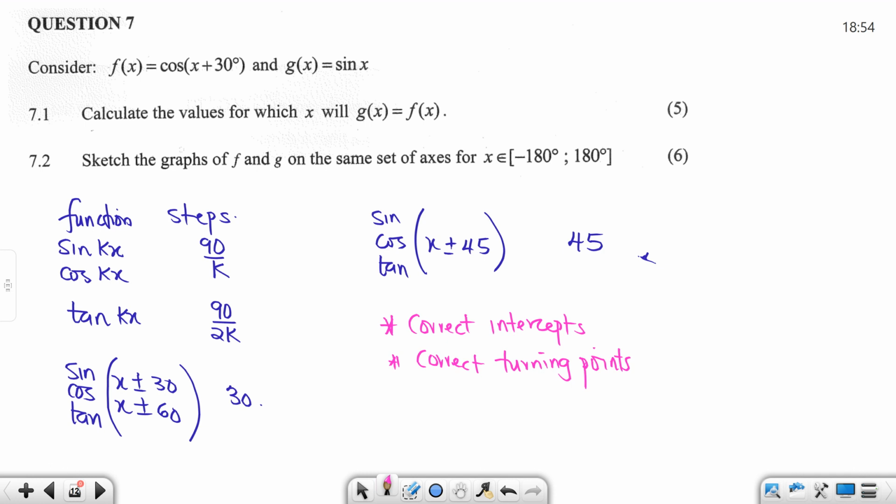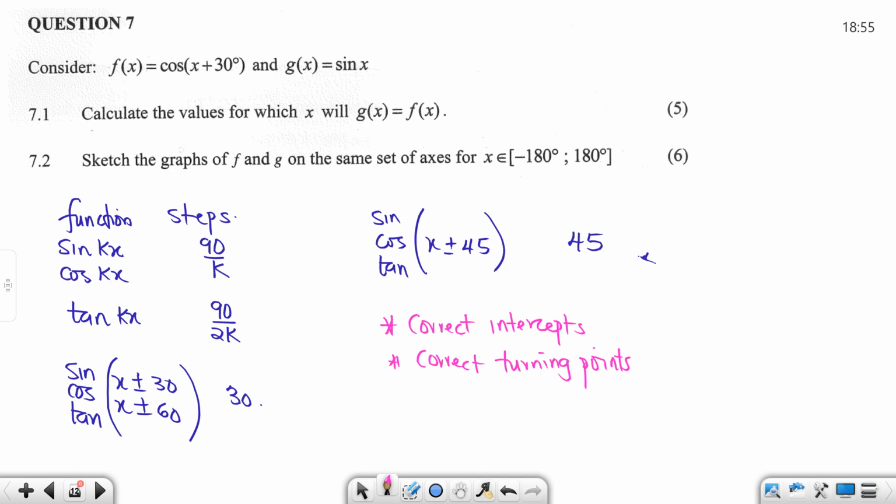All right. Now, what do we use? Calculator, right? Look at this graph. Do you notice, for x plus 30, our step is different? What's our step for x plus 30? 30. What about sine x? What's the step? 90. Guys, the functions, we just follow through.